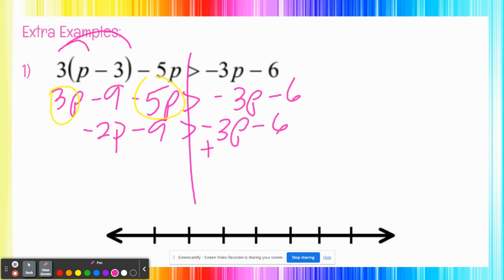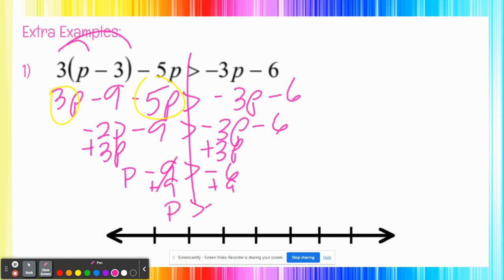So now I'm going to go ahead and add 3p to both sides. That gives me 1p, or just simply p. Now I'm going to add 9 to both sides to get my 9 to the opposite side. And that will give me 3. So at 3, I have an open dot, and that's going to the right for those values to be true.